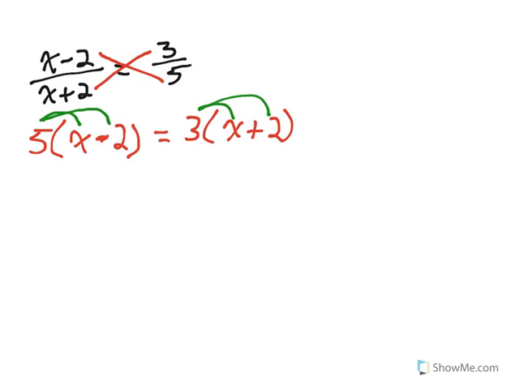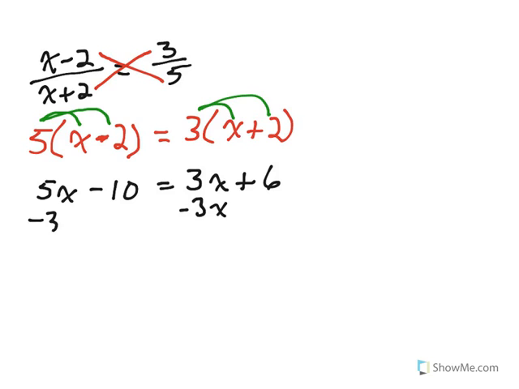5 times x is 5x. 5 times negative 2 is negative 10. 3 times x is 3x. 3 times 2 is 6. Now we have variable terms on both sides of the equal sign and constants on both sides of the equal sign. We want all our variable terms on one side, so we're going to subtract 3x from both sides of the equal sign. Cancels out here.